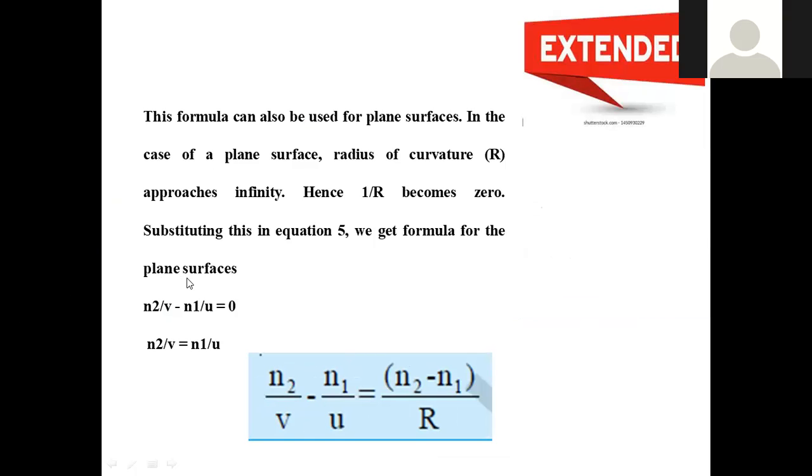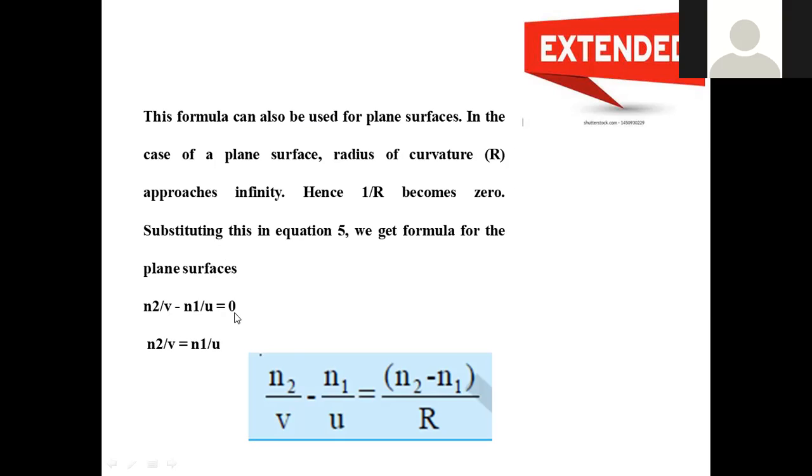Already we know that this equation can be applied to curved surfaces. Just now we observed the lemon inside the glass, where a curved surface is present. Now you can apply it even for a plane surface. In the case of a plane surface, the equation can be extended like this: N2 by V minus N1 by U is equal to 0.